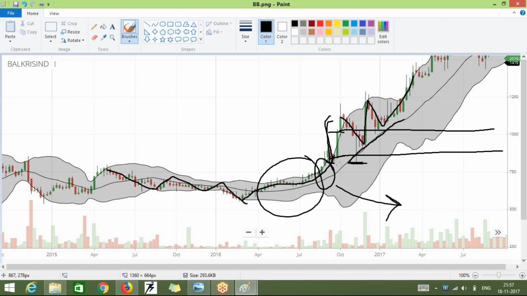But if at all you are trading with Bollinger Band breakout, then it's suggested not to keep an SL, because breakouts are never to be traded with SLs. Breakouts can give you lots of money.